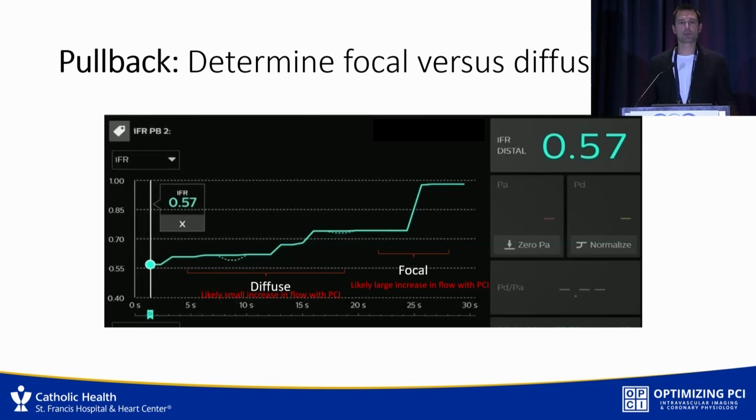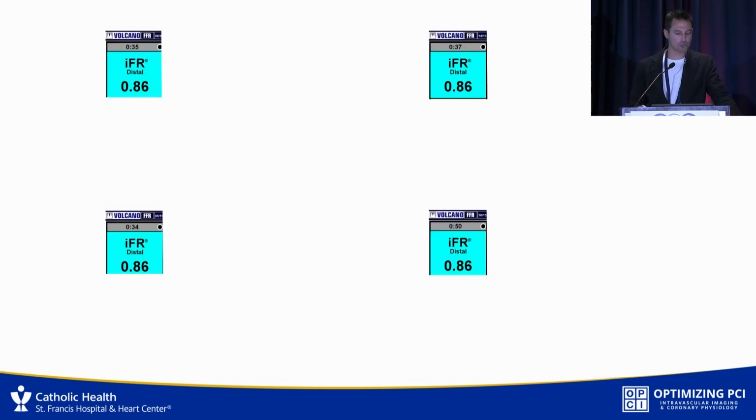Pullback. Why are pullback curves so important? It gives you the pattern of disease. So on the left, you see a diffuse pattern where there's not as much of a step up. On the right, you see a focal pattern. And when you get a steep step up like that, that's what you want to see, because those are the lesions where we're going to get the best impact on change in flow with performing PCI. Diffuse disease, you're going to end up with residual ischemia. So what we're really looking for is the focal lesions, and we want to make sure we treat those with PCI.